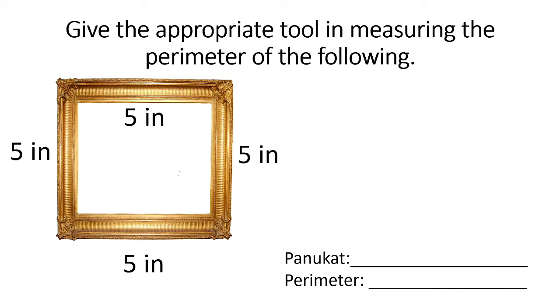Okay, next one. Picture frame. Makikita natin lahat sila pare-pareho ng sukat, 5 by 5 by 5 by 5. Panukat is, since inches, pwede rin ang ruler. Ang perimeter natin, since pare-pareho lang naman yan, pwede natin gamitin ang 5 times 4 is 20. Ang unit natin is inches, so 20 inches.